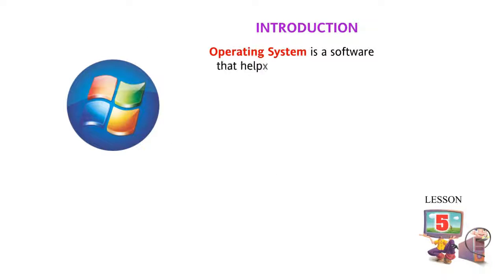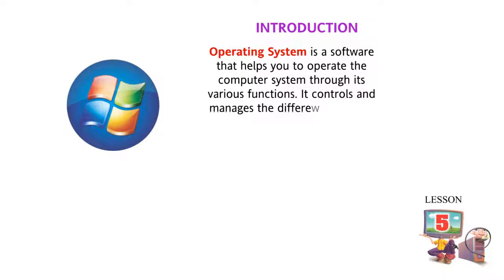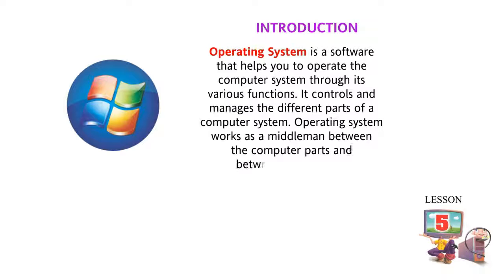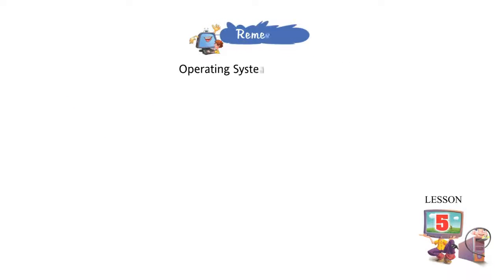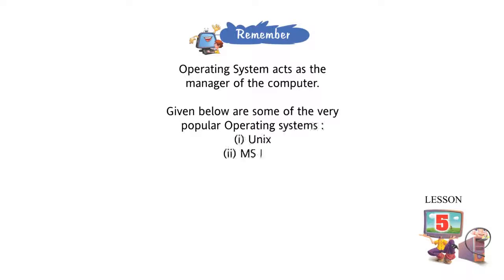Operating system is a software that helps you to operate the computer system through its various functions. It controls and manages the different parts of a computer system. Operating system works as a middleman between the computer parts and between the user and computer. Remember, operating system acts as the manager of the computer.